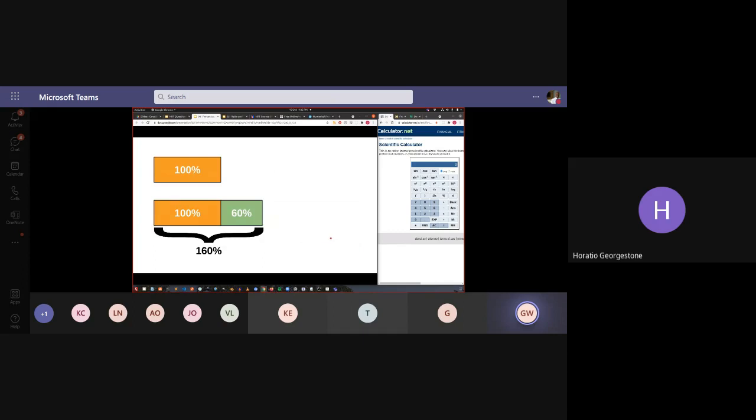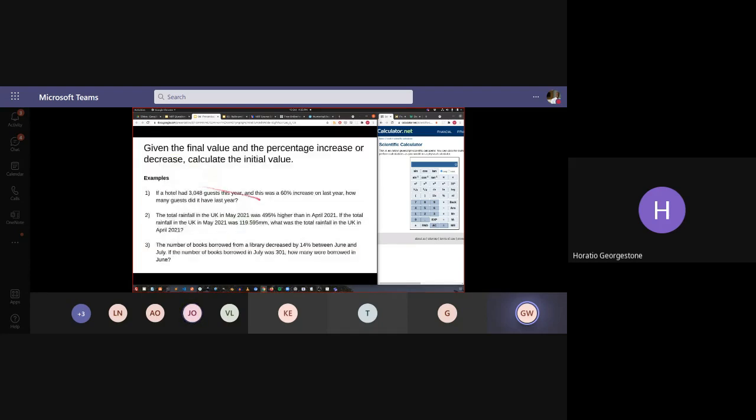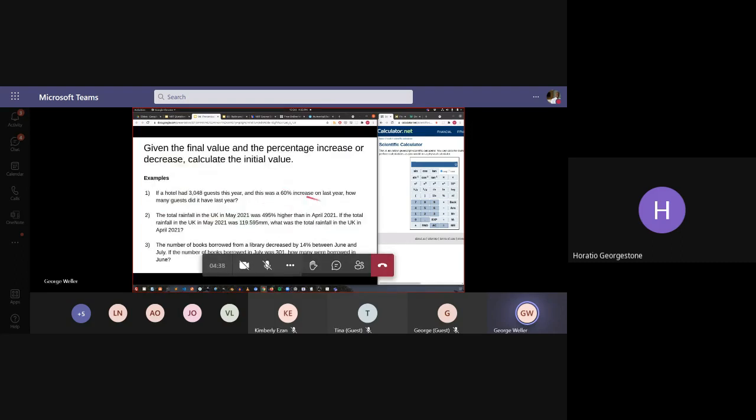So we can think of it like this. This was the original amount. This is what we're trying to find out. We could call this X, or the unknown. That's the original number of guests last year. And then we know it increased by 60% of itself. And so the final amount, which we've been told, is 160% of X, because it's a 60% increase. It was originally 100% of itself, so 100 plus 60, 160%.